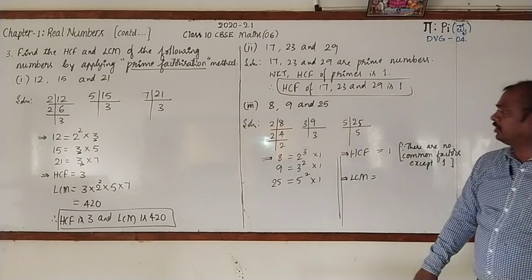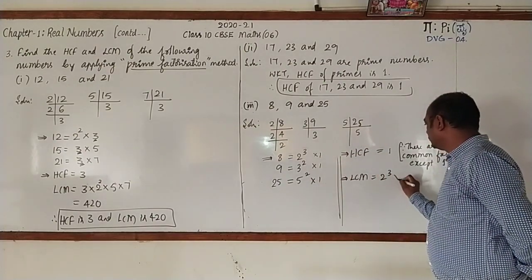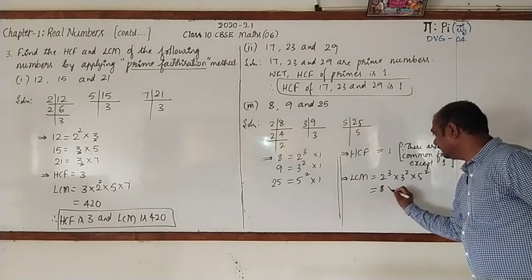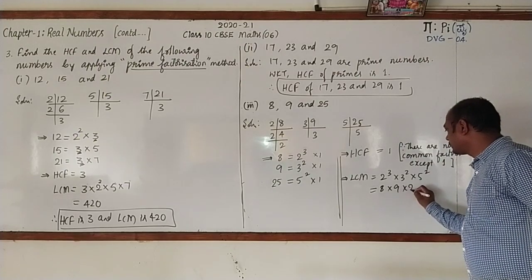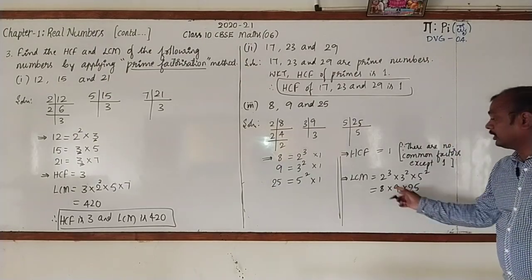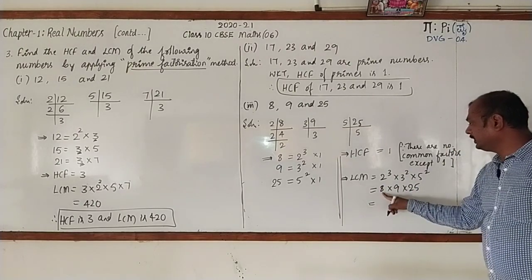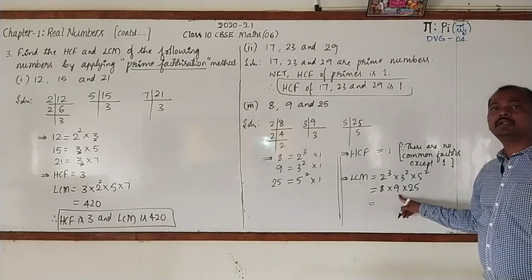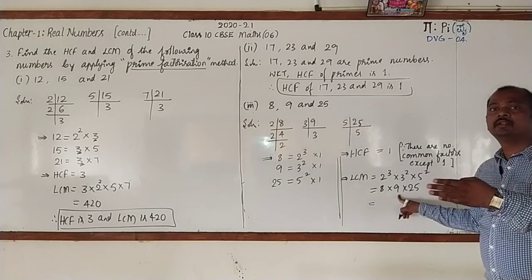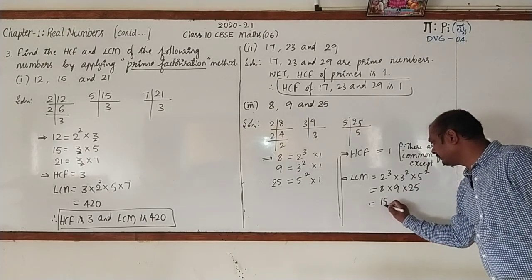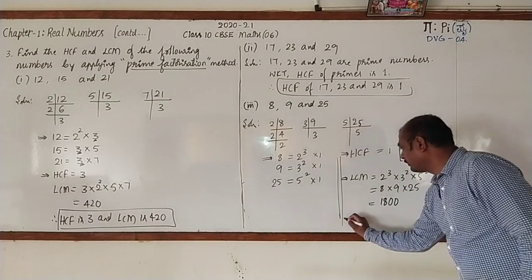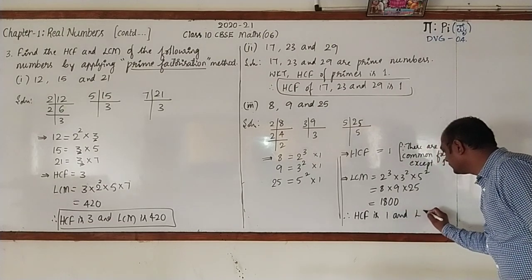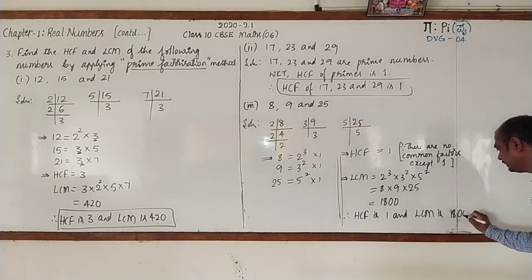LCM, obviously we have to take all these. That is 2 cube, 3 square into 5 square. Now what is 2 cube? It is 8. 3 square, 9. 5 square, 25. Then how to multiply? Here also a simple method. 25 is there. 25 8s are 200. 200 9s are 2 9s are 18, so it is 1800. Clear? Therefore, you can write the conclusion as HCF is 1 and LCM is 1800.